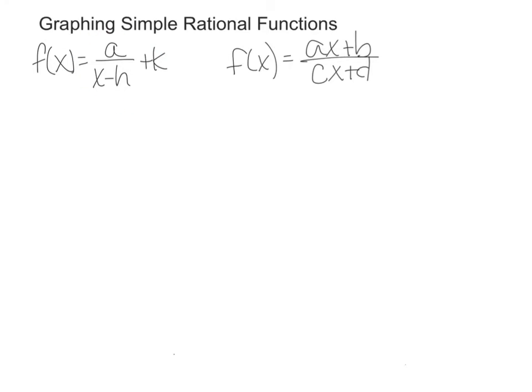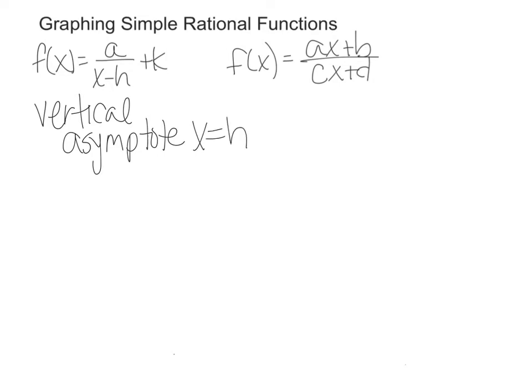In the first one, we find our vertical asymptote is x equals h. We can find that by taking x minus h and setting it equal to 0, because the denominator of a fraction cannot be 0, it's undefined. In the same respect, over here, because it's not as simple to just look at, we can say that cx plus d must equal 0, and you can solve for x to find the vertical asymptote.